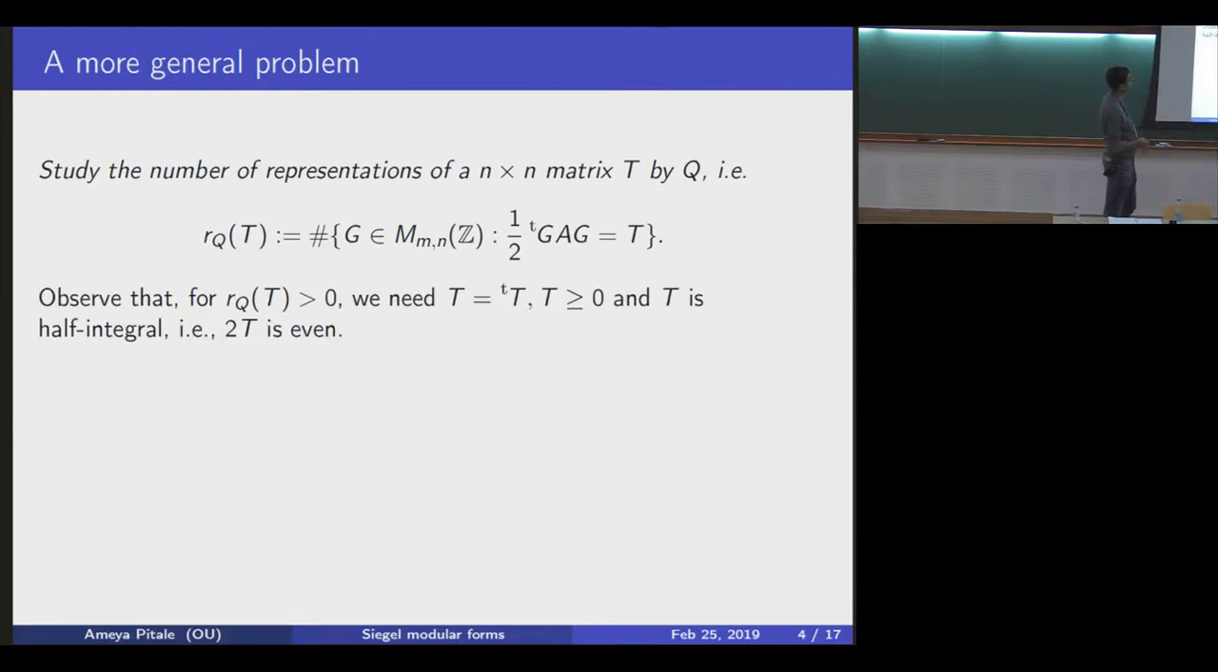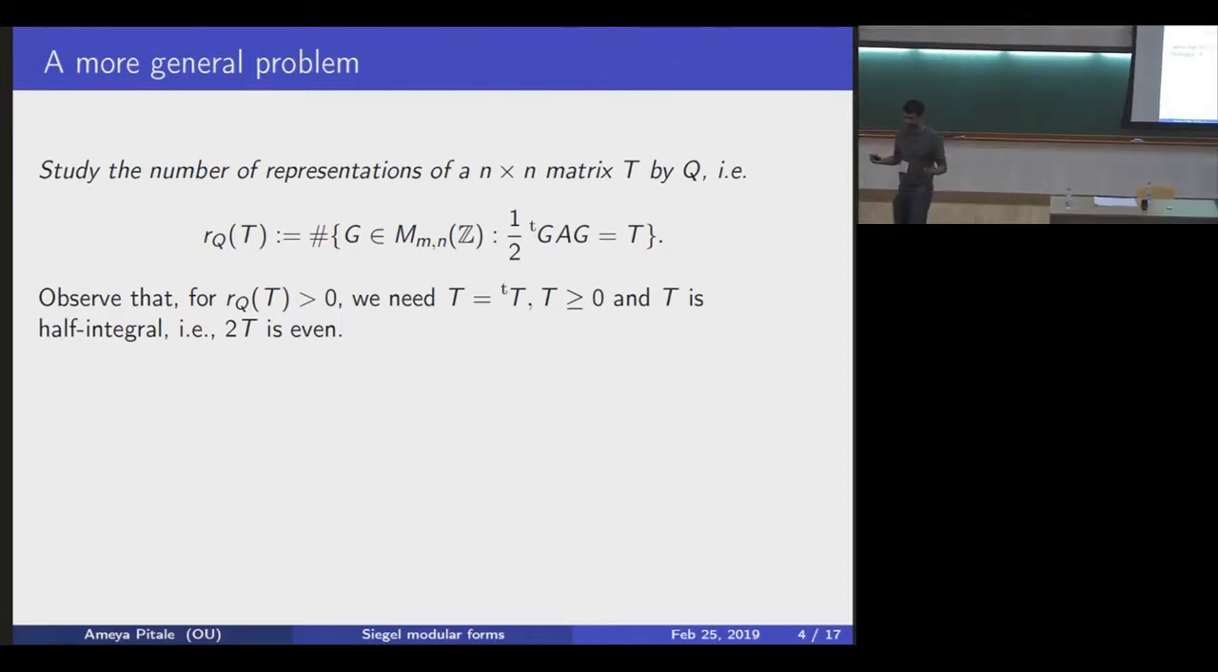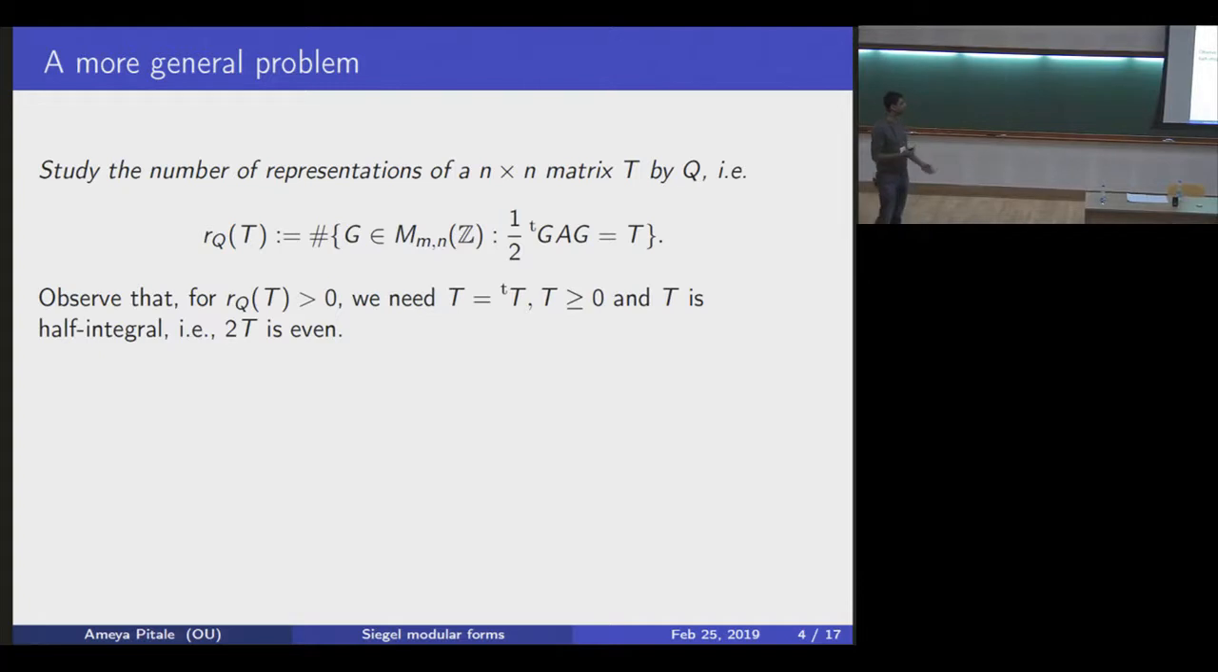So what are the conditions that I have? For even expecting R to be bigger than 0, I need of course this thing to be symmetric. I need it to be positive semi-definite. And 2 times T should be even, so T should be half integral. So already you see that when you're generalizing it, you're not going to represent every single matrix. There is a subset which is naturally coming up as well.